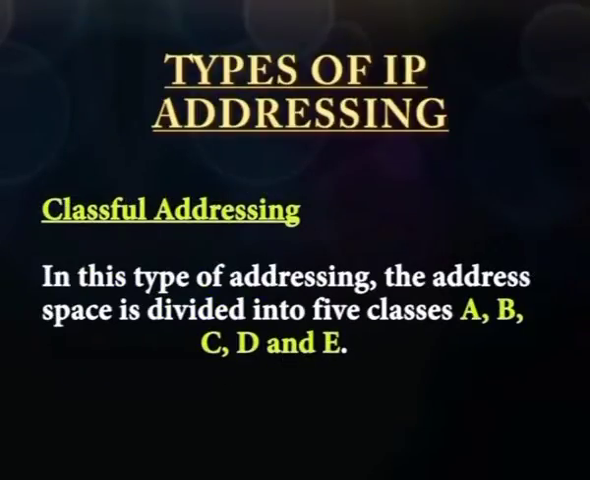Types of addressing. The concept of IP addressing is divided into two types: classful addressing and classless addressing. Classful addressing. In this type of addressing, the address space is divided into 5 classes: A, B, C, D and E. We can find the class of an address when given the address in binary notation or dotted decimal notation. If the address is given in binary notation, the first few bits can immediately tell us the class of the address. If the address is given in decimal dotted notation, the first byte defines the class.